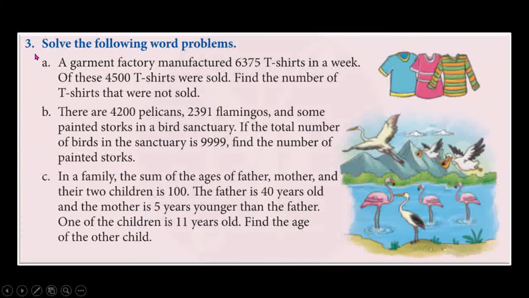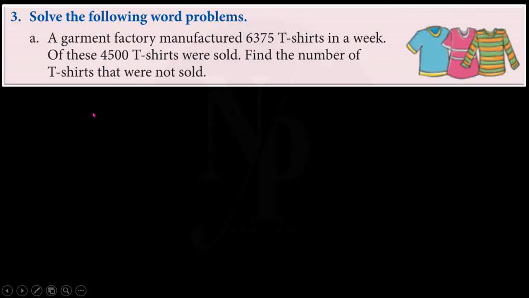Question number 3. Solve the following word problems. Here in question number 3, we have A, B, C, 3 word problems. Let us solve these one by one. First, look at the question A. A garment factory manufactured 6,375 t-shirts in a week. Of these, 4,500 t-shirts were sold. Find the number of t-shirts that were not sold.